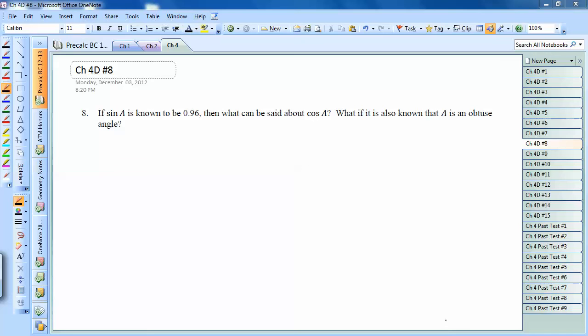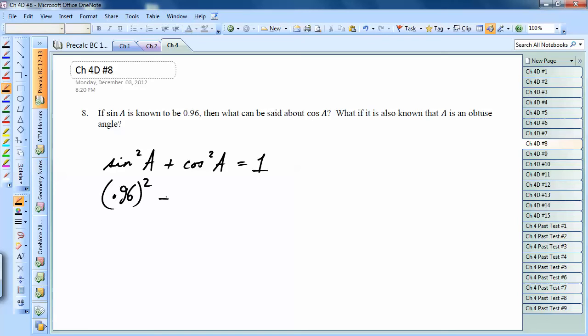Okay, so I think that the easiest way to solve problems like this, where they tell you some information about sine and ask about some information about cosine, is to link sine and cosine. What we know about sine and cosine is that when you square them and add them, you always get 1. So if sine A is 0.96, then sine squared A is 0.96 squared.